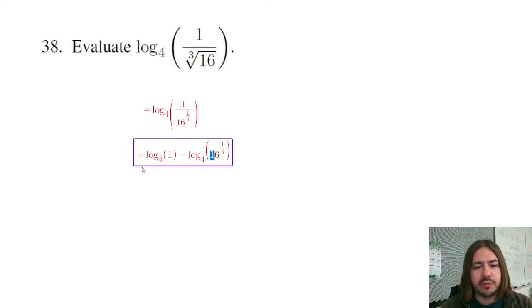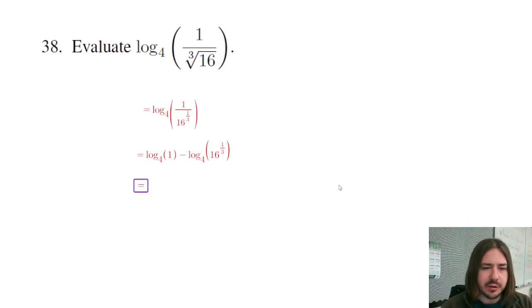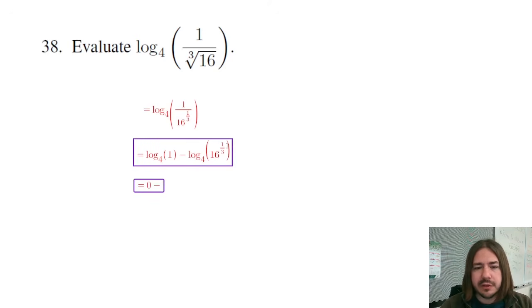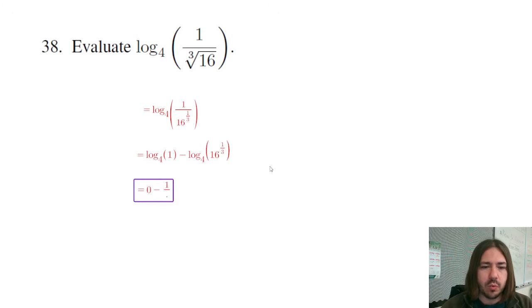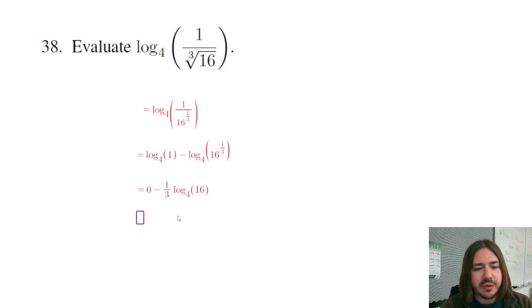So log base 4 of 1 is just going to be 0. 4 to the 0th power is 1, and so we can evaluate that without a calculator. For the second logarithm, since we've got a power here, we can use the power property to rewrite this as 1/3 times log base 4 of 16. So 0 is just 0. We can kind of ignore that at this point. And then so we've got negative 1/3 log base 4 of 16.